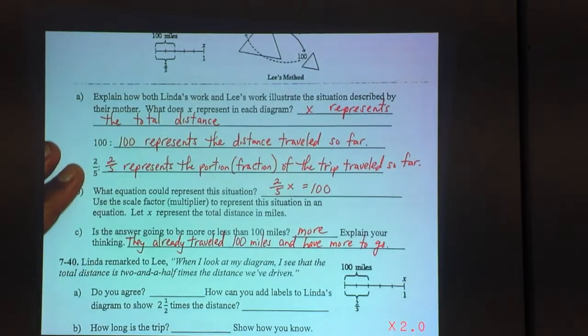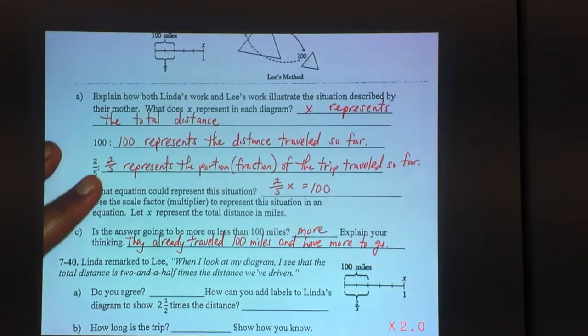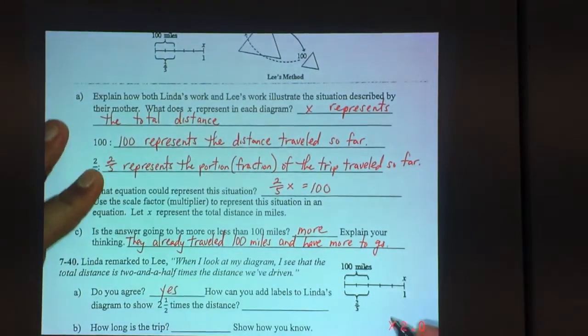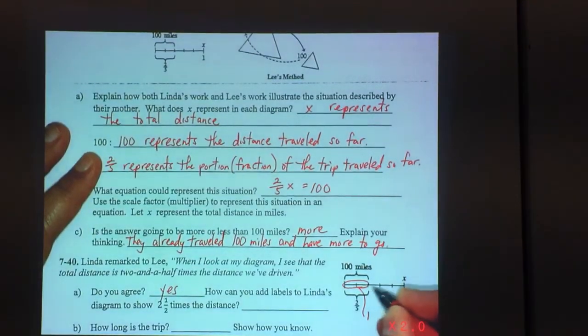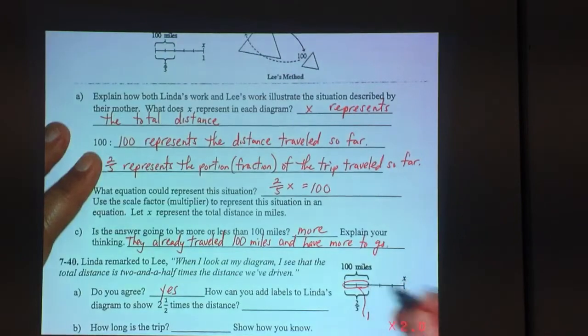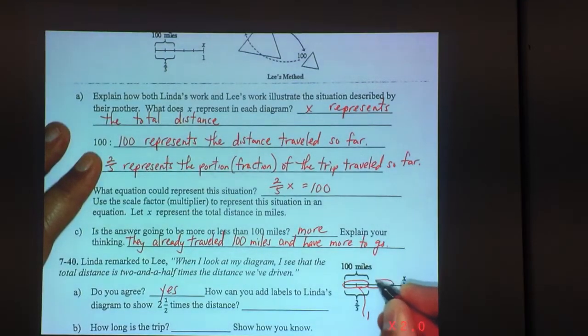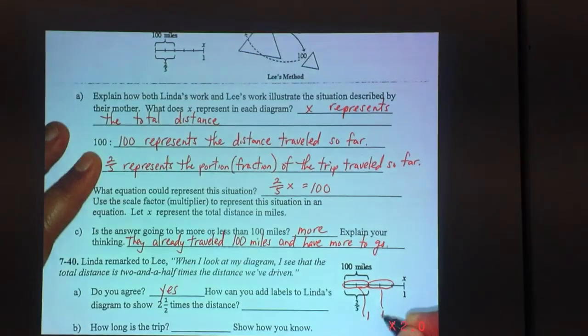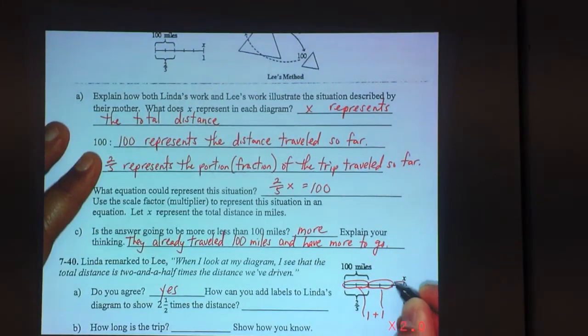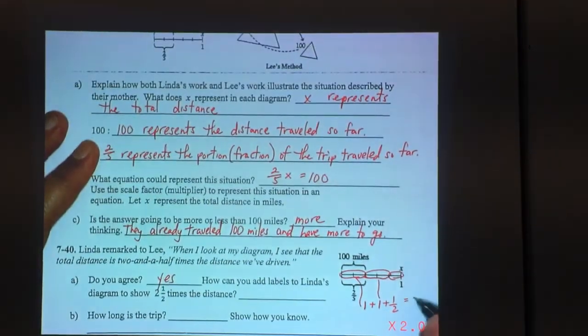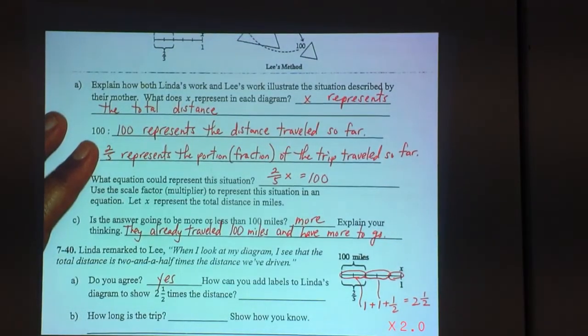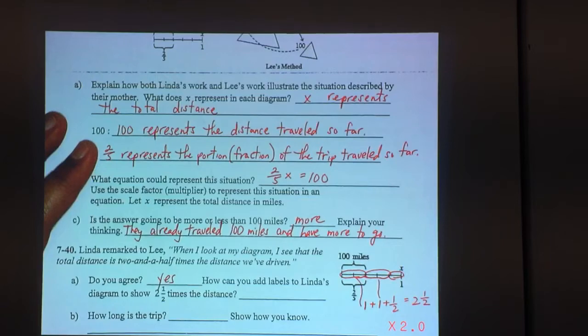Okay, Linda remarked to Lee, "When I look at my diagram, I see the total distance is 2.5 times the distance we've driven." Okay, so we agree with her, and I'll show you why. So if this is the distance they've driven, and that equals 1, and so for every 2 little spots, that equals the distance they've driven. So here's another 2, so that equals 1. We're going to add those together. And this is half of that distance, so that is half. So what's 1 plus 1 plus half? 2 and a half.